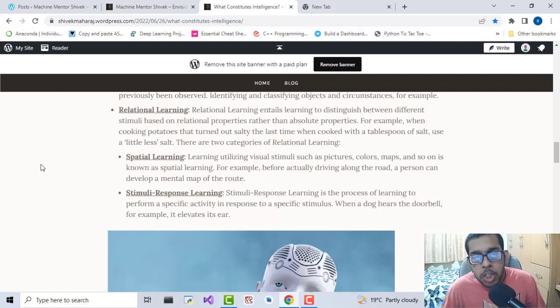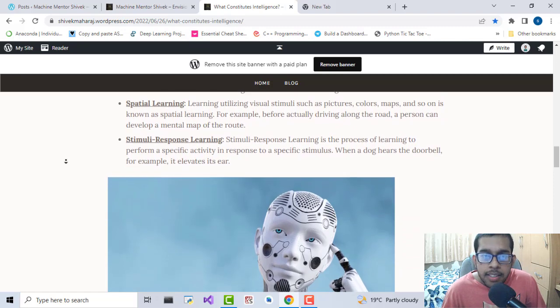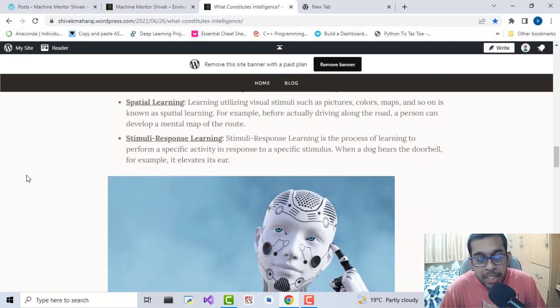We have spatial learning. Learning utilizing visual stimuli such as pictures, colors, maps, and so on is known as spatial learning. For example, before actually driving along the road, a person can develop a mental map of the route. Stimuli response learning. Stimuli response learning is the process of learning to perform a specific activity in response to a specific stimuli. When a dog hears the doorbell, for example, it elevates its ear.